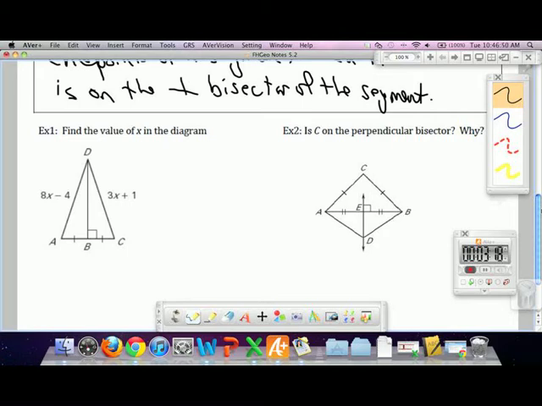What'd you end up with? Yeah, so when you're done with setting up this equation where the two sides have to be equal to each other, you end up with x is 1.